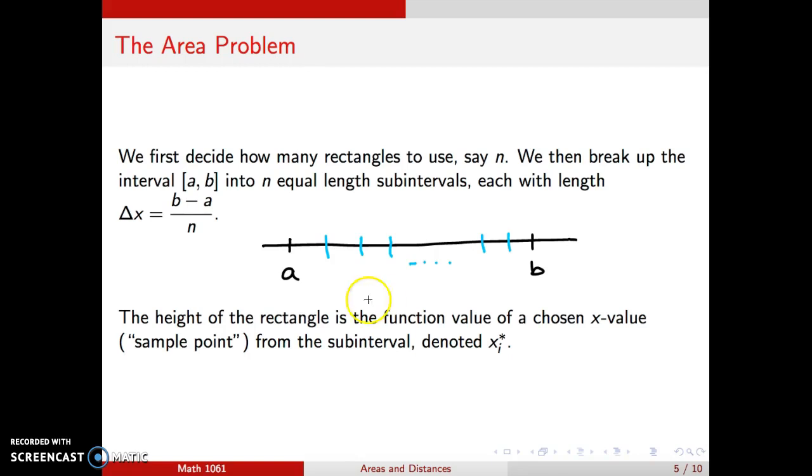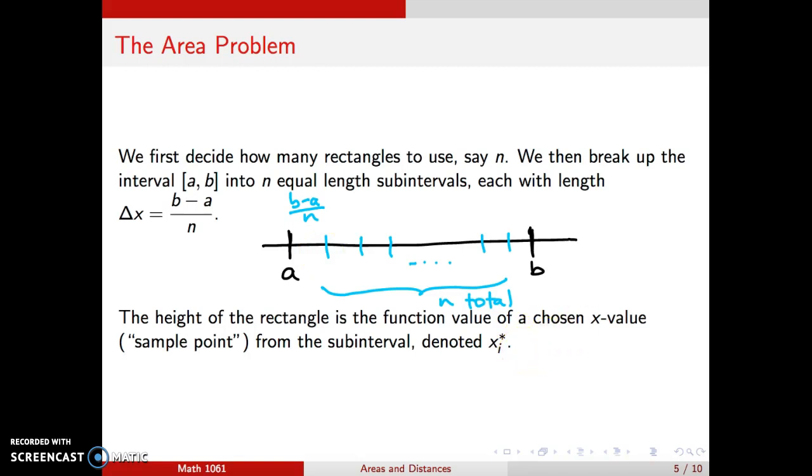However many that would be, n total. And each one is going to have width b minus a, which is that total interval length, over n, this number of subintervals. They don't have to all be the same length, but it's easier just in the setup to do it that way. So that's what we're going to do. Now, having done that, that's going to be the base of each rectangle. The height, well, it's going to depend on points that we choose within the subinterval.